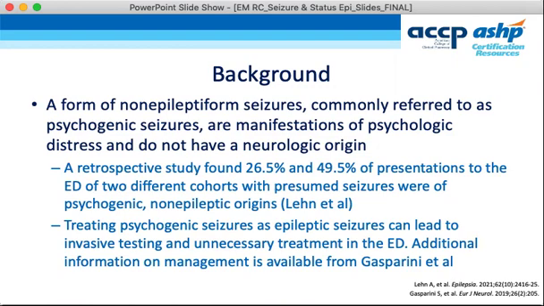We may be able to determine the difference as we witness patients having these events in the ED. But in the pre-hospital setting, especially for the lay population, it's not always easy to differentiate. So this is one of the reasons why we see patients being brought in. Additional information on this topic can be found in the reference by Gasparini et al.